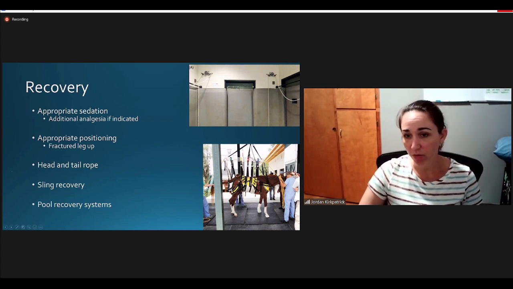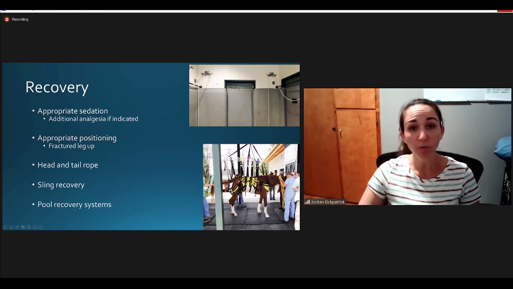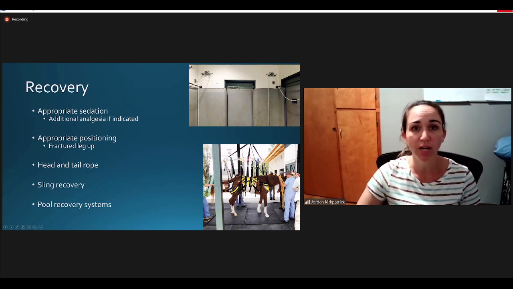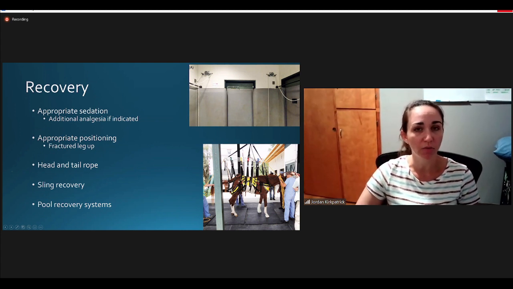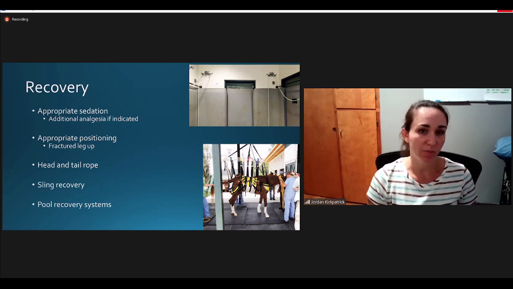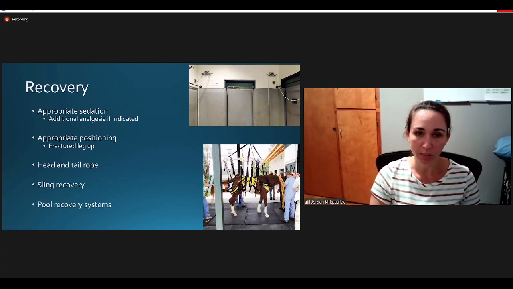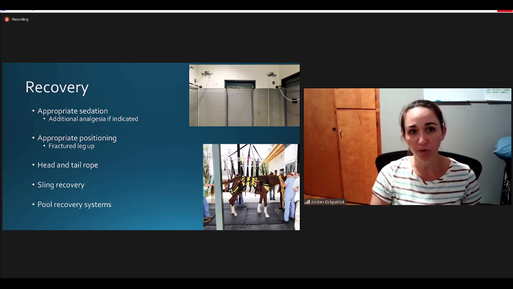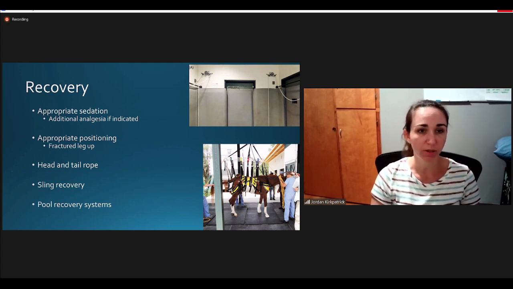This is a sling recovery, so this can also be done. Some horses freak out with the sling if they're not used to it ahead of time. If you're going to do a sling recovery and have time, it's good to get the horse used to it pre-op so they're not as startled when they go to stand up. And then, as I mentioned, there are some pool recovery systems. Most places don't have them, but they are kind of cool if you do have them.